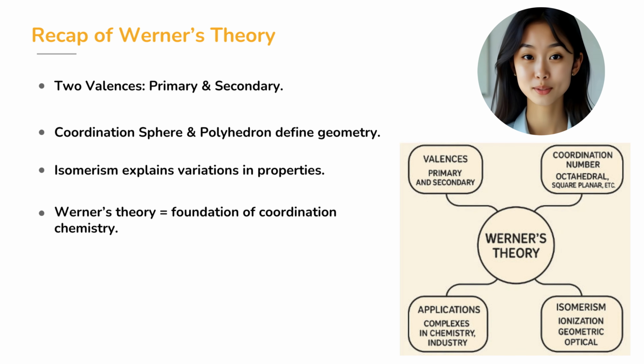Alright, time to wrap this up before the bell rings. Werner taught us that metals show two valences, primary, the ionizable kind, and secondary, the non-ionizable kind. Together, the central metal and its ligands form a coordination sphere, and the way ligands arrange themselves gives rise to geometries like octahedral, tetrahedral, or square planar. These shapes then lead to isomerism, both stereoisomers and structural isomers, which can totally change the compound's properties.